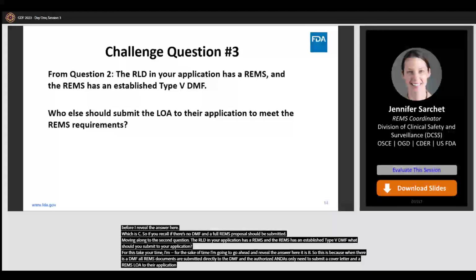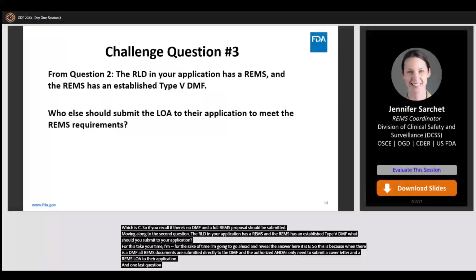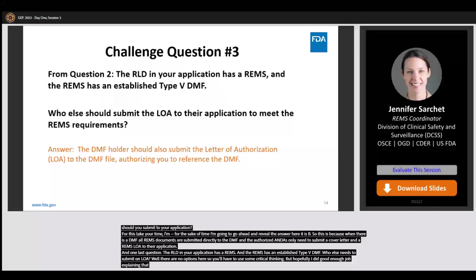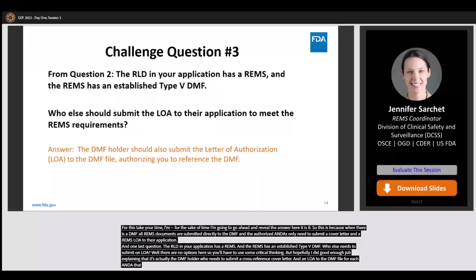And one last question. The RLD in your application has a REMS, and the REMS has an established Type 5 DMF. Who else needs to submit an LOA? Well, there are no options here, so we'll have to use some critical thinking. But hopefully I did a good enough job explaining that it's actually the DMF holder who needs to submit a cross-reference cover letter and an LOA to the DMF file for each ANDA that has the right to reference the DMF.